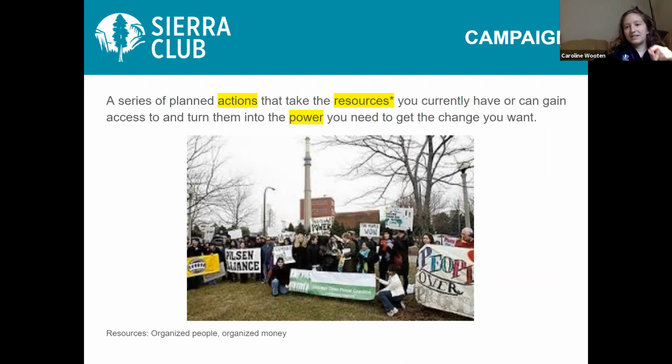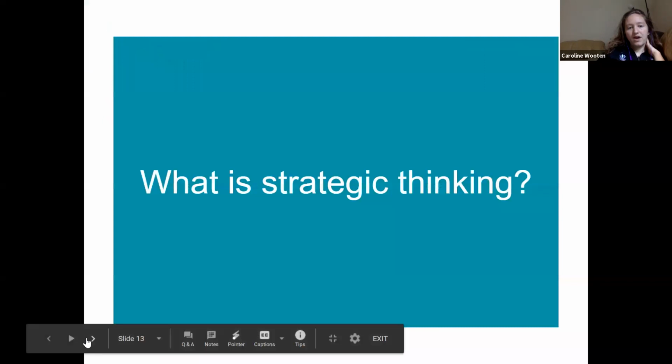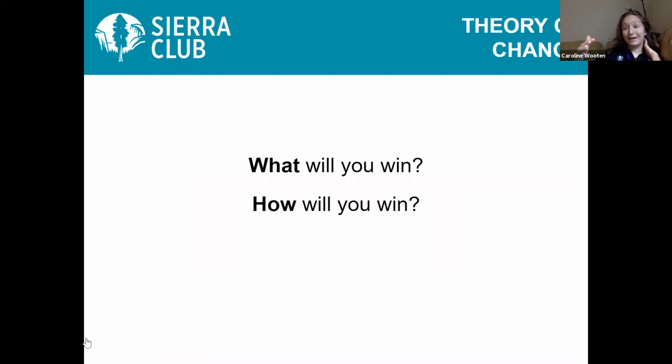Campaigns are a series of planned actions that take the resources you currently have or can gain access to and turn them into the power you need to get the change that you want. And traditionally in organizing, we think of resources as organized people and organized money, and you need both in order to create change. Next slide. And if we're planning campaigns, we need to think strategically. So we need a plan. We want to know, what are we trying to win and how are we trying to win it? Next slide.